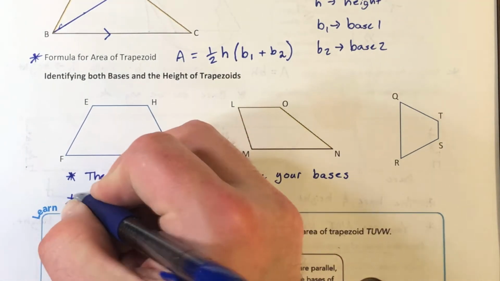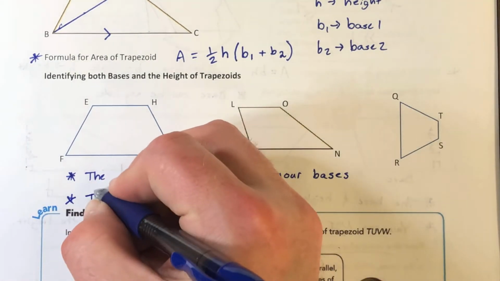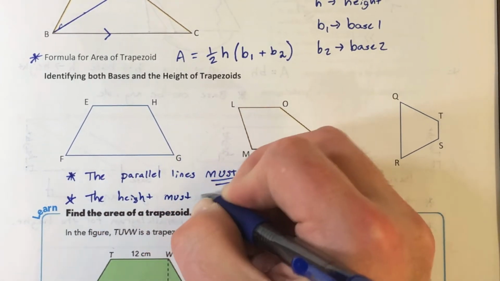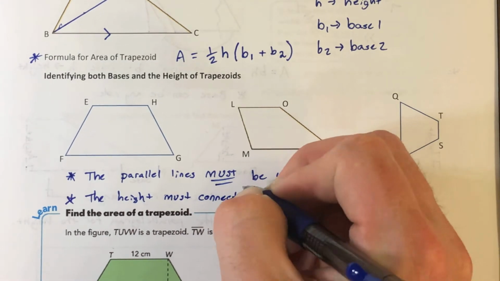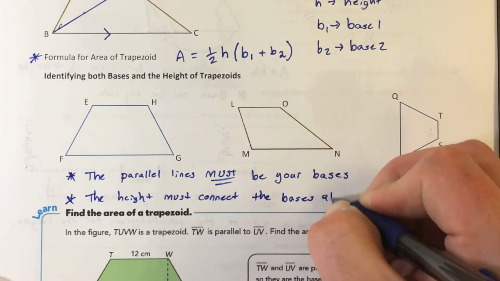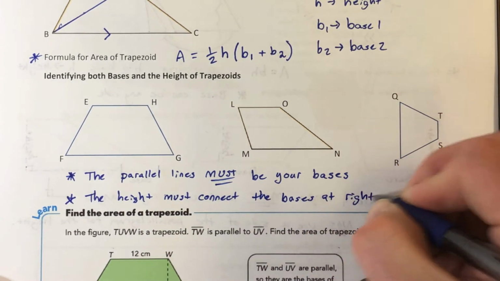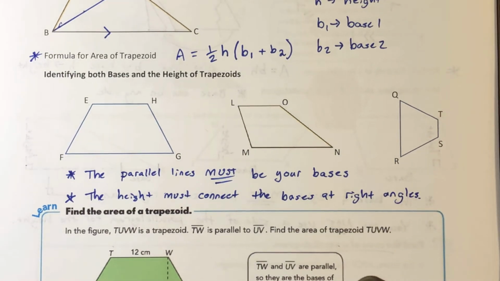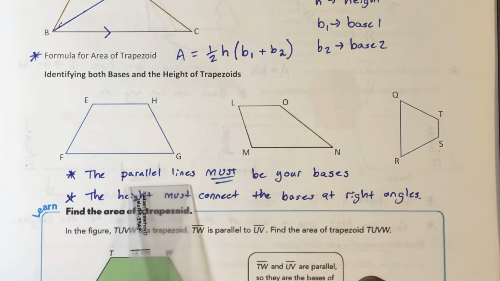Second, the height must connect the bases at right angles. And so does everything else that talks about height. Triangles, bases and heights must form right angles. Parallelograms, bases and heights must form right angles. It's not any different for trapezoids. And honestly, I think this one's going to be a little bit easier.